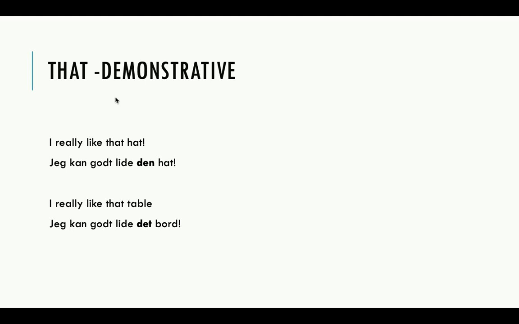So it is a utrum noun. Jeg kan godt lide den hat. If you were to say I really like that table, then you have to say jeg kan godt lide det bord, because bord is a neutrum noun. So just that translates into 2 different words here, depending on the gender of the noun.